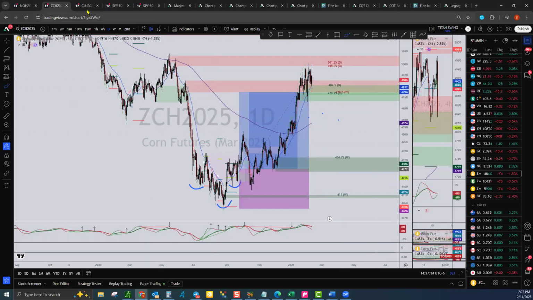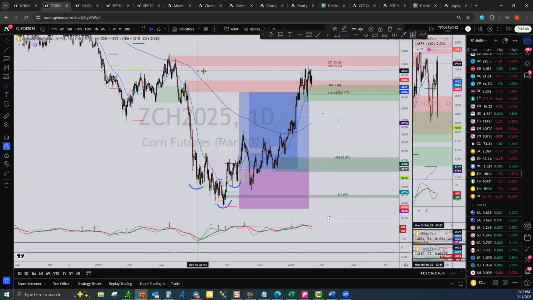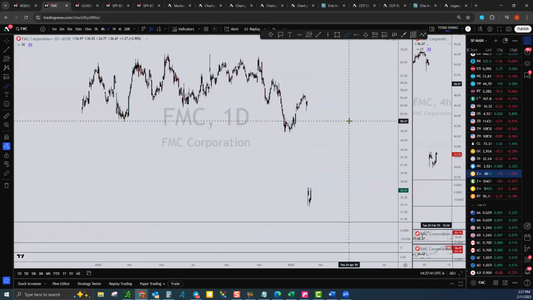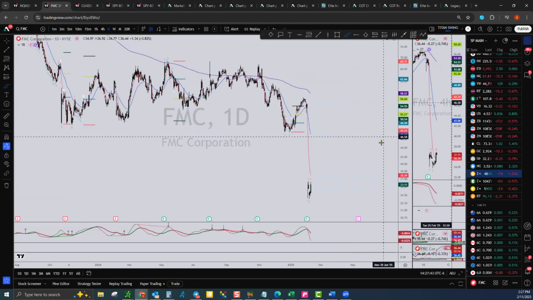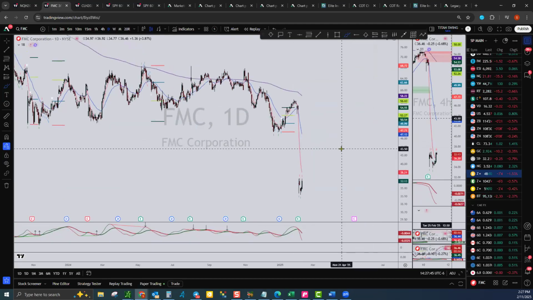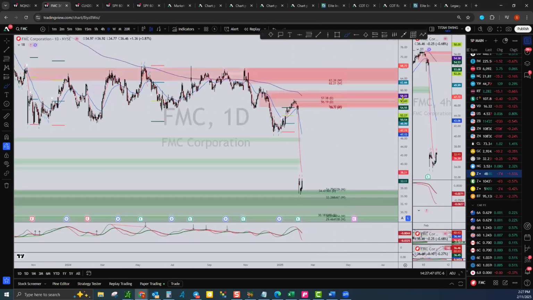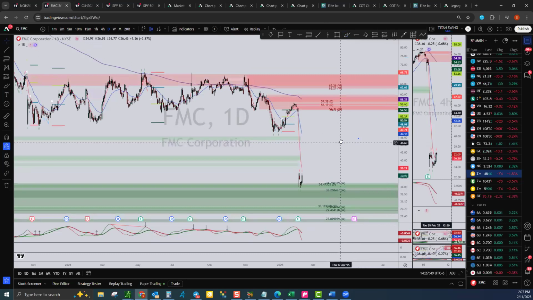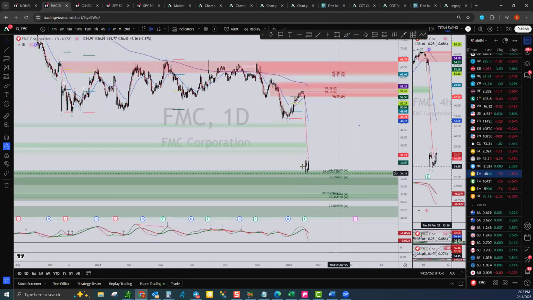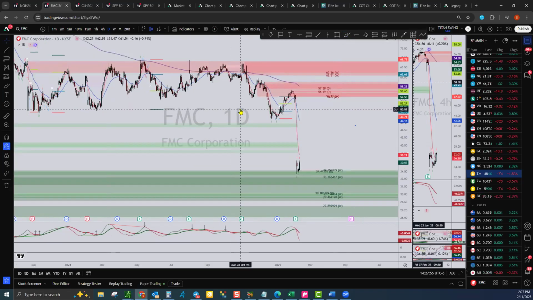Think about what we're doing here, guys. I want you to think about what we're doing. If you look at this one here, this was an idea I put out today in one of our rooms. FMC, I don't really give a damn about it or what it does fundamentally. What I'm looking for is this. I don't trade FMC. Don't watch it. Wouldn't even know where it trades if you asked me on the street.